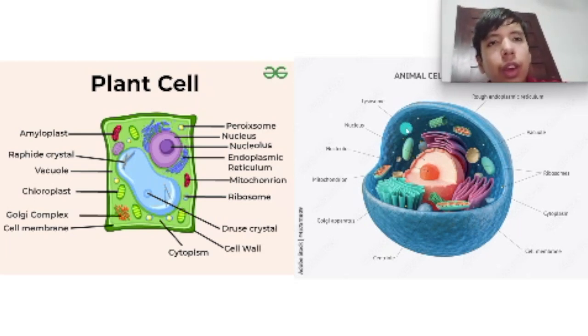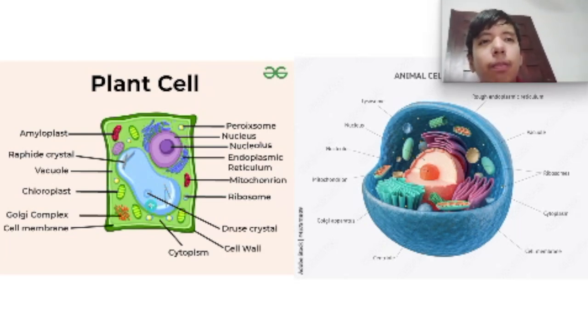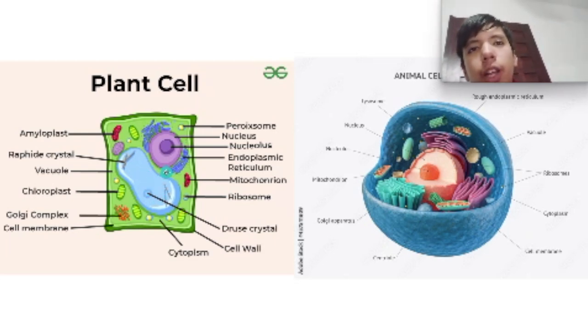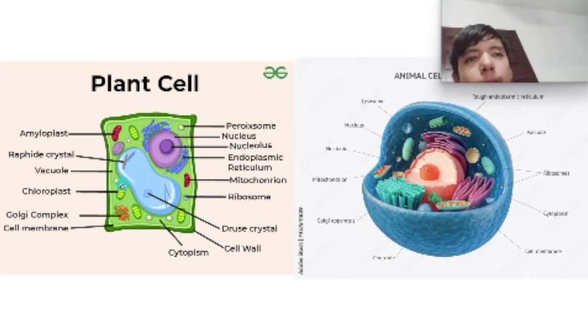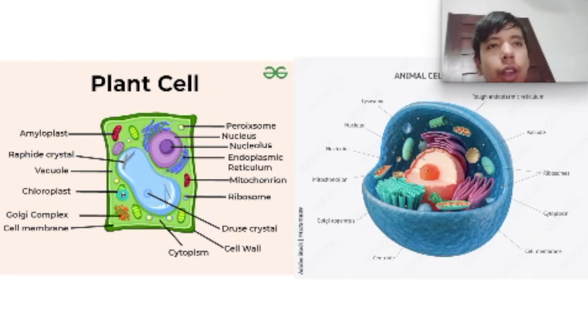Central vacuole. It provides turgor to the cell. It contains water and waste. It is present in plant cells, but it is absent in animal cells. Chloroplasts. They are responsible for photosynthesis. It is present in plant cells and it is absent in animal cells.